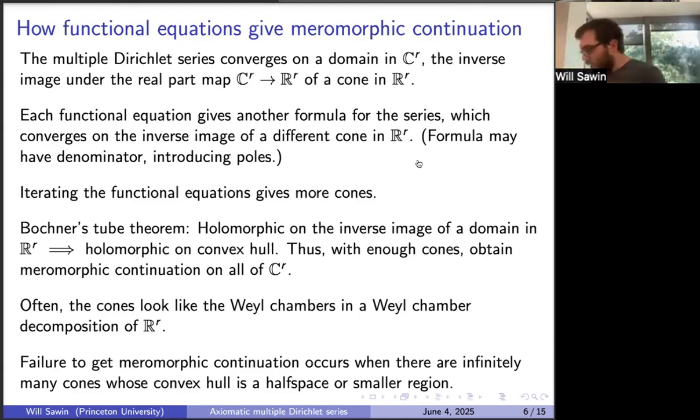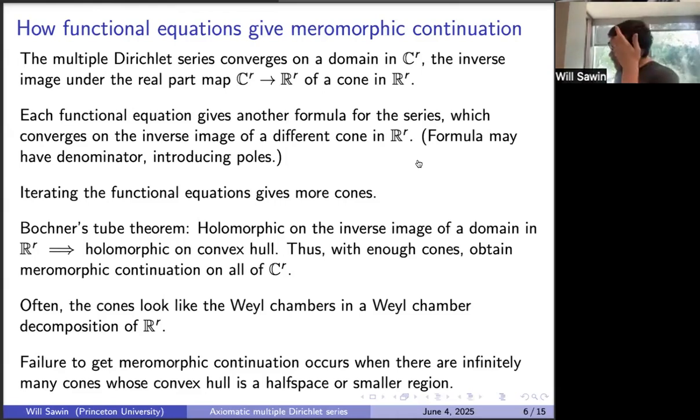But you don't just have access to the functional equations individually, because each functional equation usually relates the series to itself, or sometimes to a similar series. So you can apply them in any order. You can apply the first functional equation, then the second, and then the first again, and that gives you a new representation of the series, which converges in a new cone. So iterating the functional equations, there are lots and lots of different cones where the series converges. And usually the cones don't quite fill up the whole space.